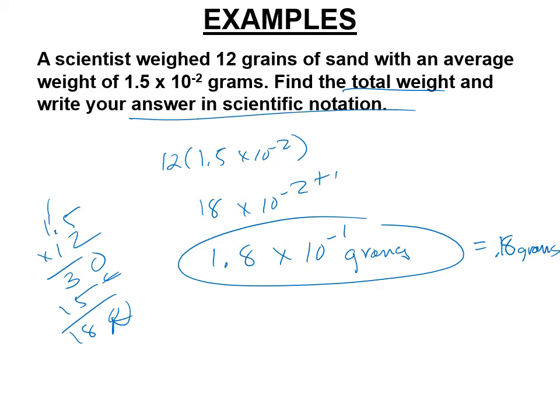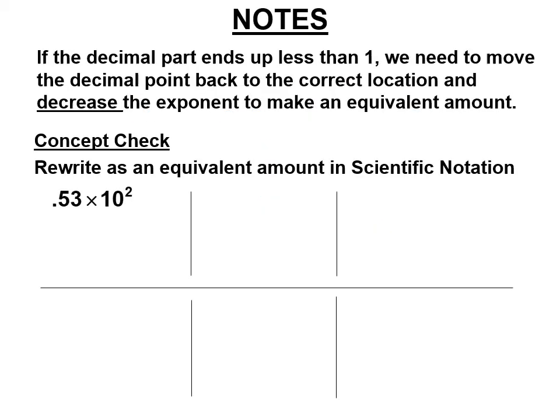But it said write your answer in scientific notation. All right, so now the answer was more than, right? It was 10 or more. Now it's going to be less than 1. And we have to make, right? It has to start with 1 through 9. So it has to be 5.3. Now we're going to subtract 1 from there.